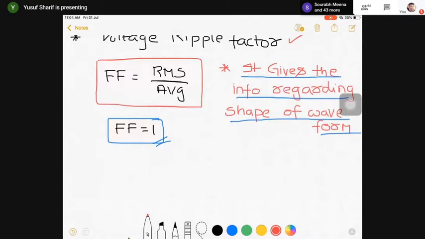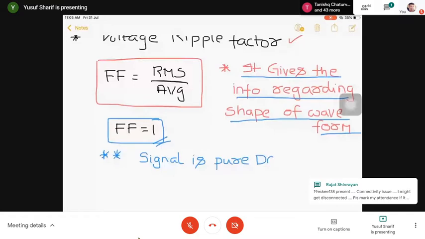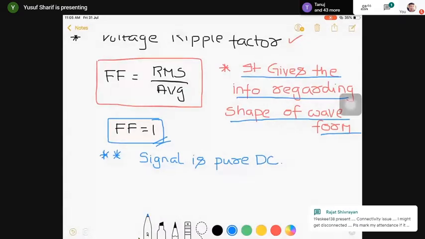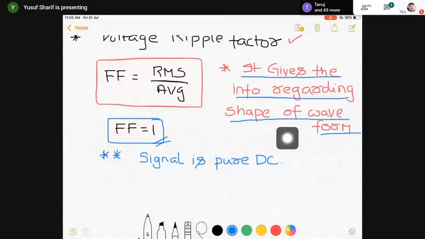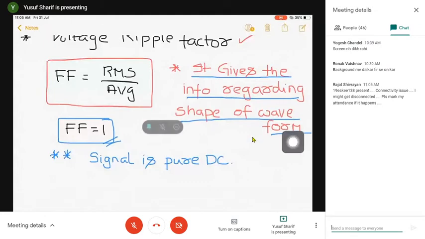ठीक है? So whenever I say that form factor is equivalent to 1, so the result that should come into my mind is nothing but आपका जो signal होगा, signal is pure DC. Right? Signal is pure DC. I'm just giving you an example. एक example लिया because I wrote एक statement लिखा मैंने. It gives the information regarding the shape of waveform. So I have just taken a standard result. What is that standard result? That form factor is equivalent to 1, and form factor जब equal to 1 होगा, signal is a pure DC.